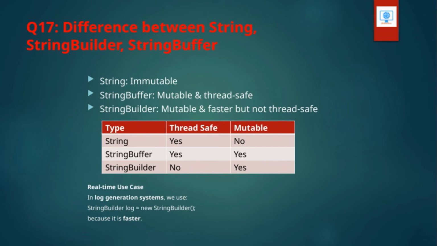This makes String inherently thread-safe because no one can alter its content after creation. Next, we have StringBuffer. It is both thread-safe and mutable, so you can change its content, and it safely handles concurrent access in multi-threaded environments. Then there's StringBuilder. It's mutable like StringBuffer, but it is not thread-safe.